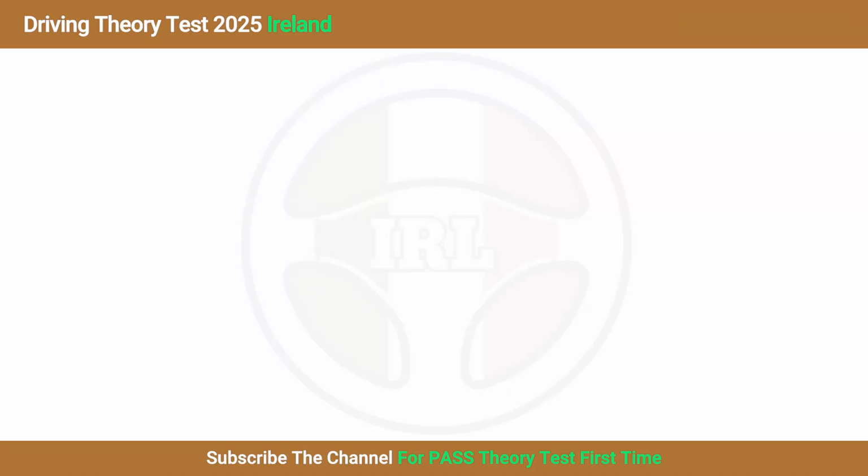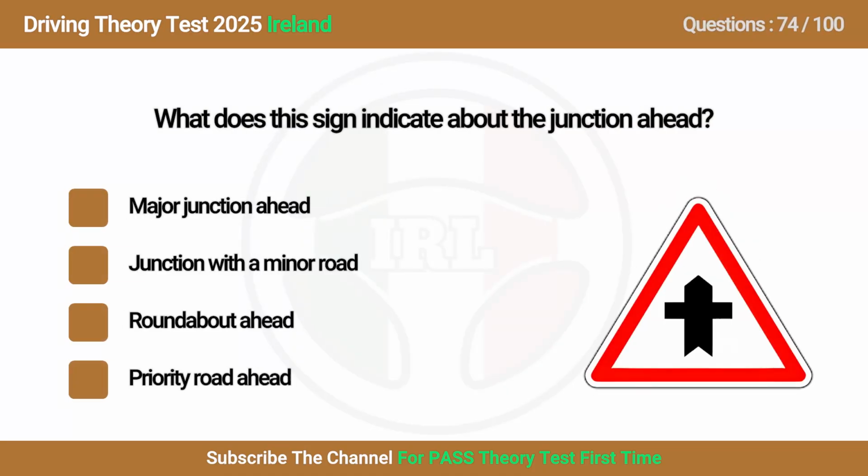Question 74. What does this sign indicate about the junction ahead? A. Major junction ahead. B. Junction with a minor road. C. Roundabout ahead. D. Priority road ahead.